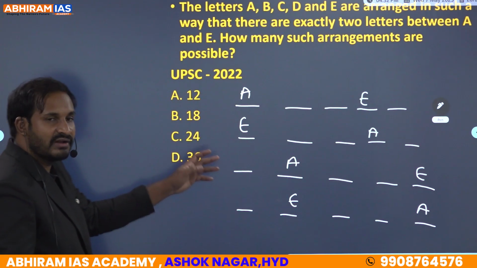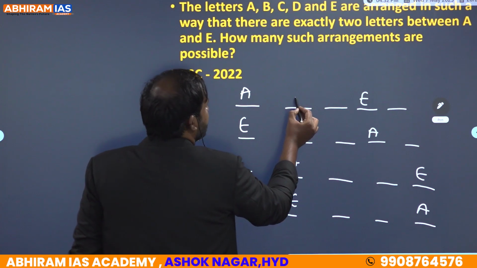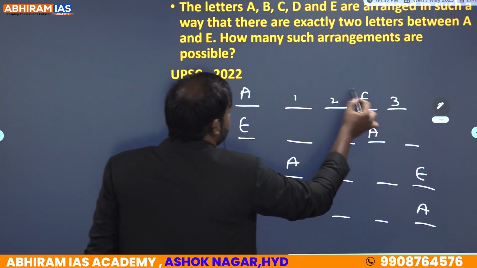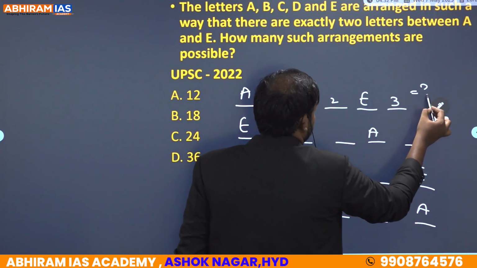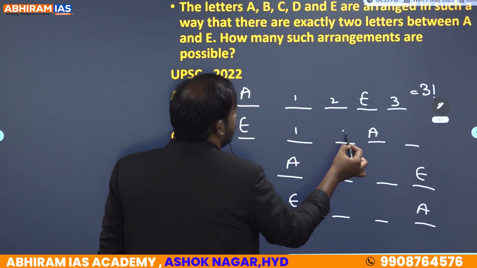Now anyway A and E are in fixed positions. So how many vacancies are there? 1, 2, 3. These three should be filled by three letters. In how many ways can we fill that? In 3 factorial ways. Here also the same thing, 1, 2, 3.